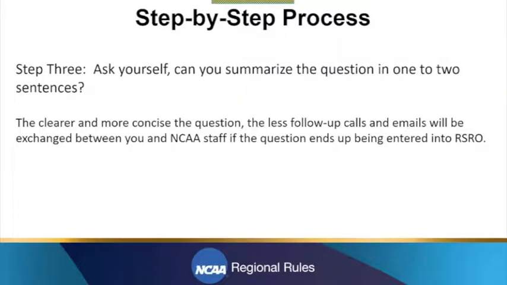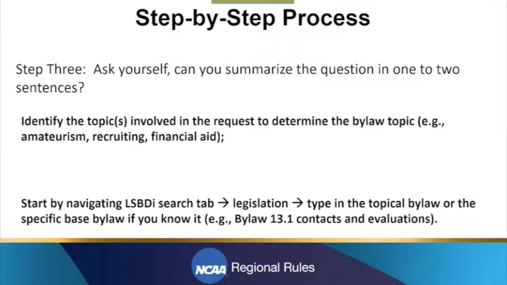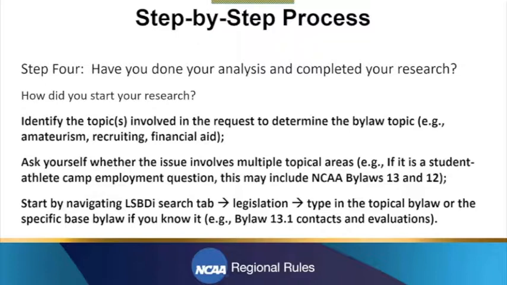So we're going to move on to step 4 now. And with that, again, we've talked about your research. So now let's talk about starting your research. So you have your materials, you know what the question is. So now how do you get that research, how do you really dig down and get those bylaws identified? How do you start that? Well, you have identified the question. So now you need to look at the topic involved in the request and what bylaws might be affected.